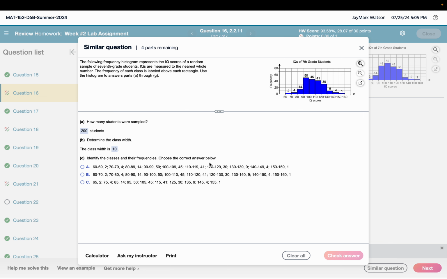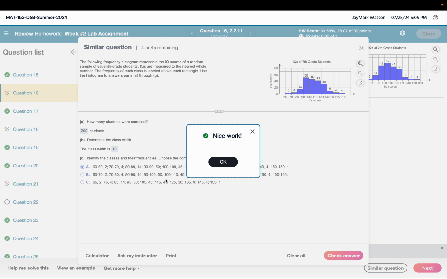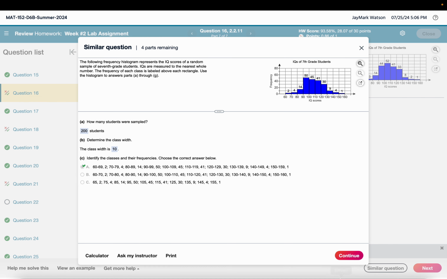Identify the classes and their frequencies. So let's just go through each of these and see which one is accurate. So it's not these because that's not how it's set up. It has to be 60 through 70. So actually, no, it'd be 60 through 69. So, I think that's correct. Yes, it is. Because it's only those. It can't be through 70 because that would overlap. So this is the only one that doesn't overlap. Those overlap and those don't. That doesn't qualify correctly. So, continue.